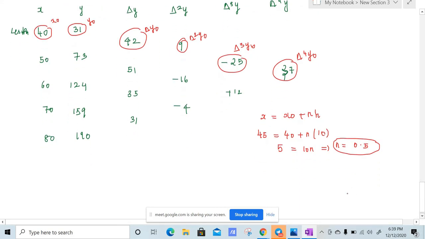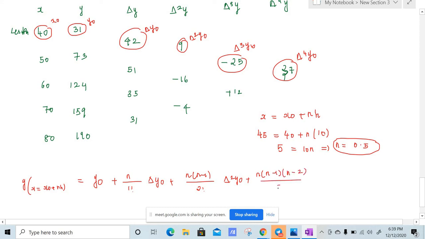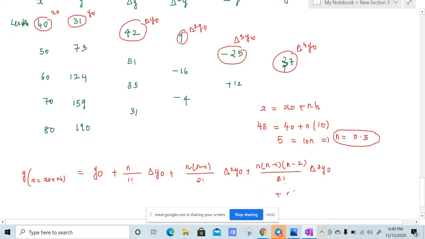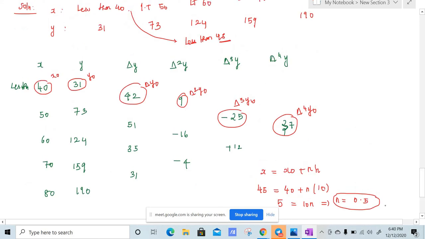Now we will substitute everything in the formula. So y of x equal to x naught plus nh is equal to y naught plus n by 1 factorial del y naught plus n into n minus 1 by 2 factorial del square y naught plus n into n minus 1, n minus 2 divided by 3 factorial del cube y naught plus n into n minus 1, n minus 2, n minus 3 divided by 4 factorial del power 4 y naught. We can stop here because it stops at del power 4 y naught.